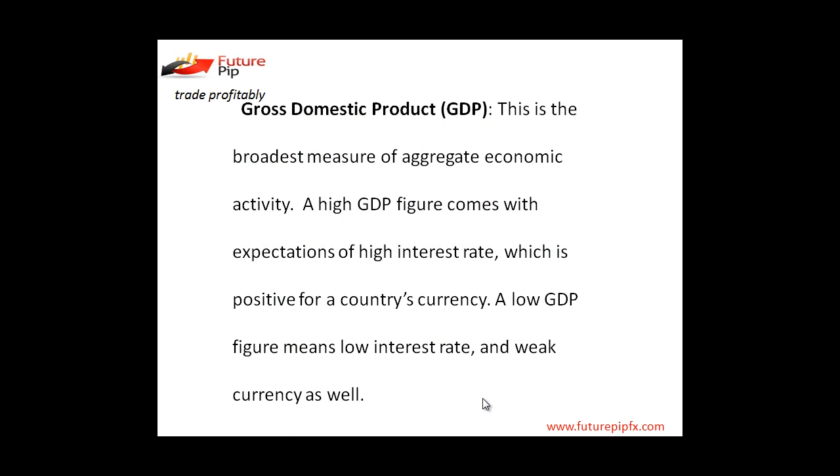We have gross domestic product, the GDP. This is the broadest measure of aggregate economic activity. A high GDP figure comes with expectations of high interest rate, which is positive for a country's currency. A low GDP figure means low interest rate and weak currency as well. So when the GDP is high, it means that your standard of living as an economy is great, or is doing well. But when it's low, it means that the standard of living is very low. Now, talking about accommodation, food, drink, shelter, so on and so forth.